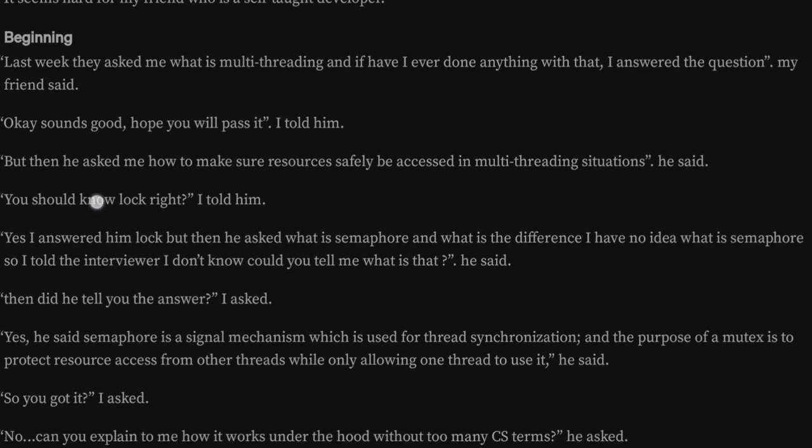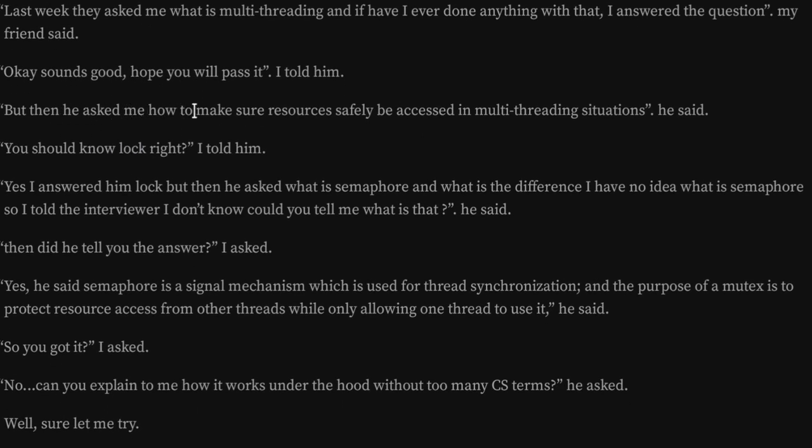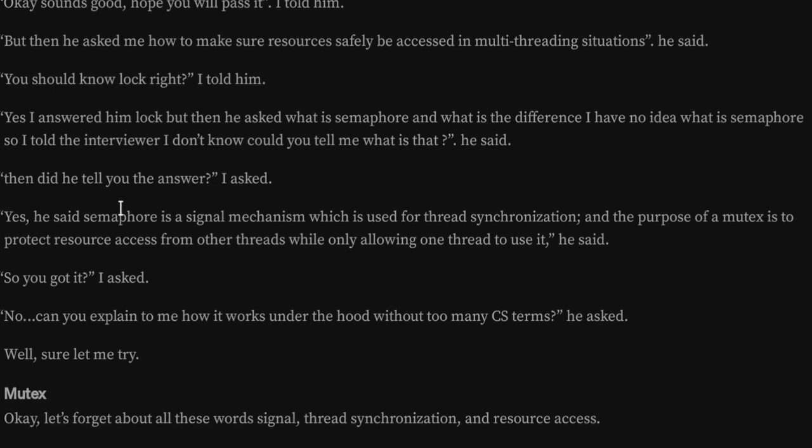My friend said, okay, sounds promising, hope you pass it. But when he asked me how to make sure resources can be safely accessed in a multi-threading situation, he said you should use a lock, right? So I have to say that personally, in the last 20 years, I was not asked about multi-threading. Most of the interviews are either coding questions or system design.